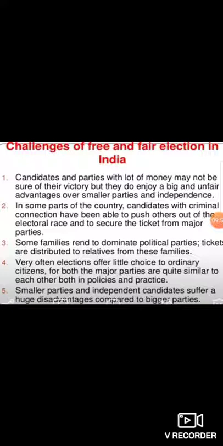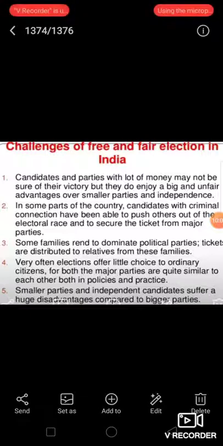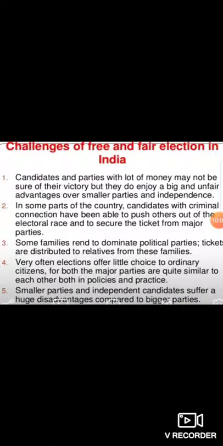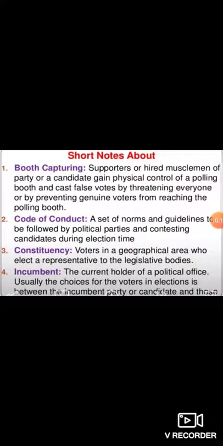Both the major parties are quite similar to each other both in policies and practice. Smaller parties and independent candidates suffer a huge disadvantage compared to bigger parties.